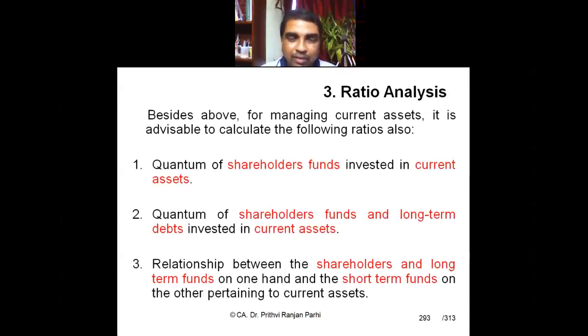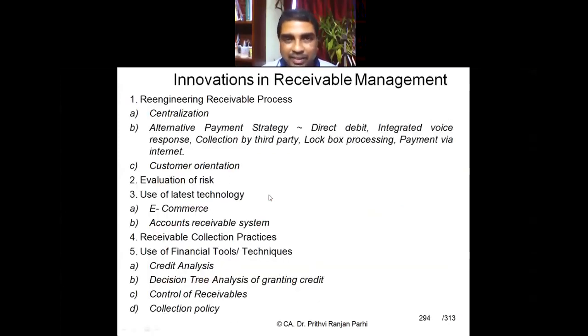Few more ratios, like the quantum of shareholders' funds invested in current assets. This is also one more ratio. How much of shareholders' funds is a long-term fund, how much of that we are investing in current assets and how much of it we are investing in non-current assets. Shareholders' funds as well as long-term borrowed funds invested in current assets, that is one more analysis. The relationship between shareholders' and long-term funds on one hand and short-term funds on the other hand. These kinds of comparisons are also helpful in managing working capital.